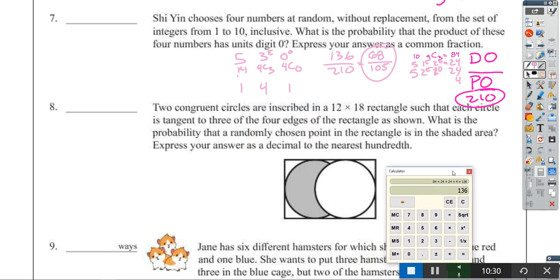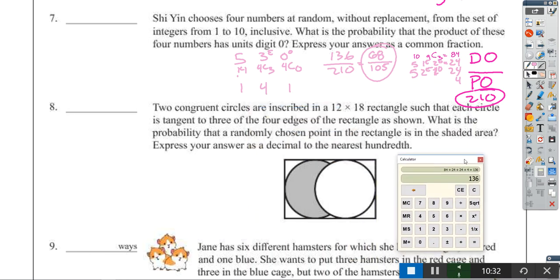All right, last problem for this video. All right, 2 congruent circles are inscribed. So we know that this is 12, we know this is 18, and we want to know what fraction of the area is this piece here. Well, I'm going to draw the rest of this here. Okay. And I know that this distance here, it has to be 6, right? And if I break it in half, this is 3. All right. So now we're getting somewhere.